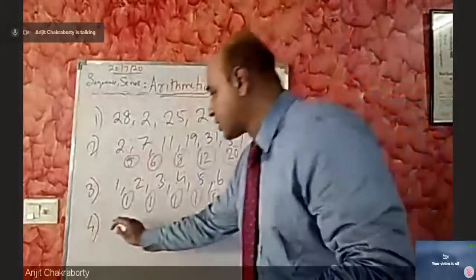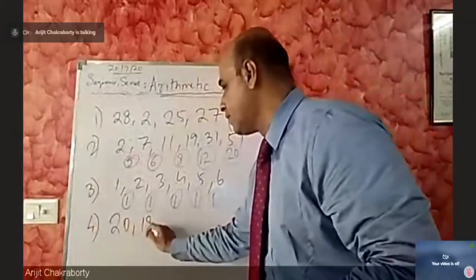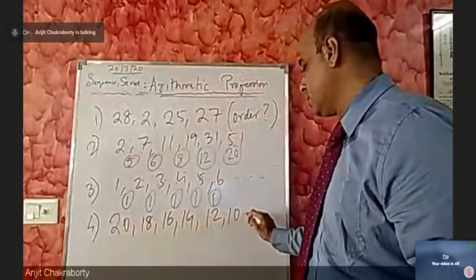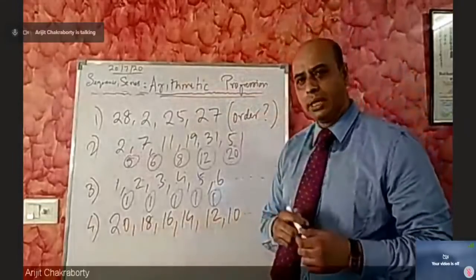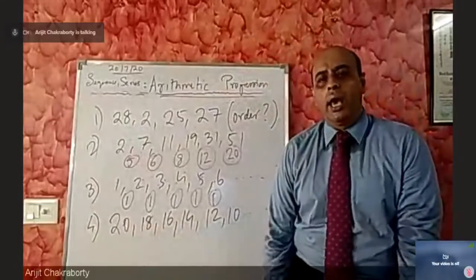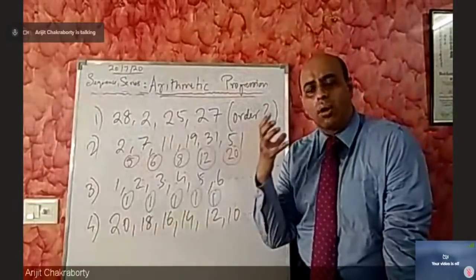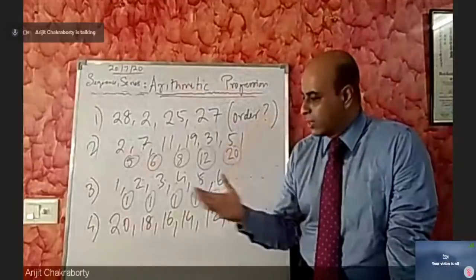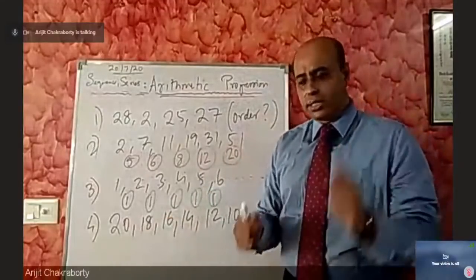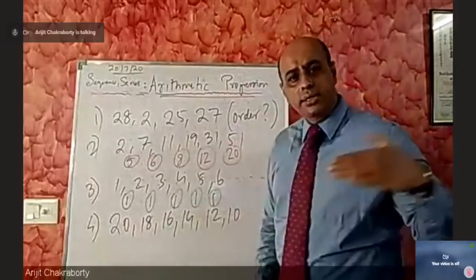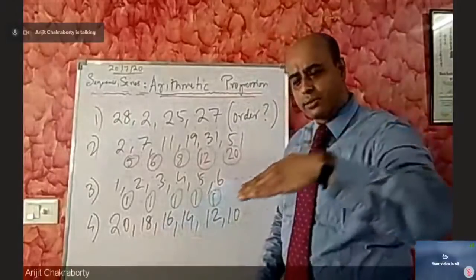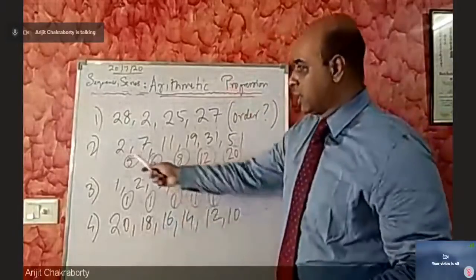20, 18, 16, 14, 12, 10 and so on. Is this a sequence? Yes, it seems to be an order of numbers. It is a sequence because it's a set of numbers and there is an order. You can see there is an order in this particular sequence. The order is that it is decreasing.